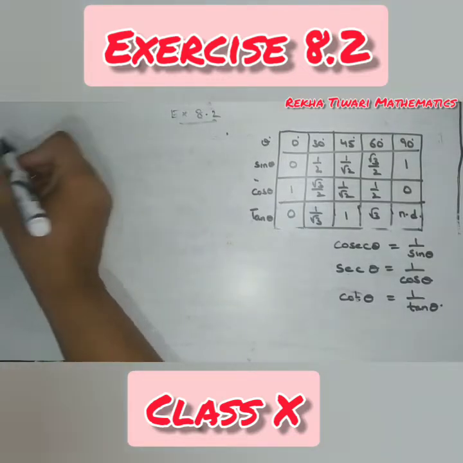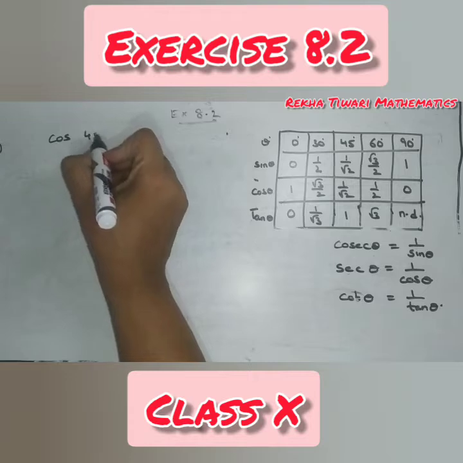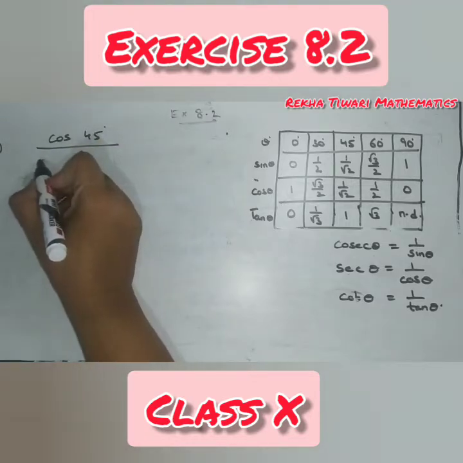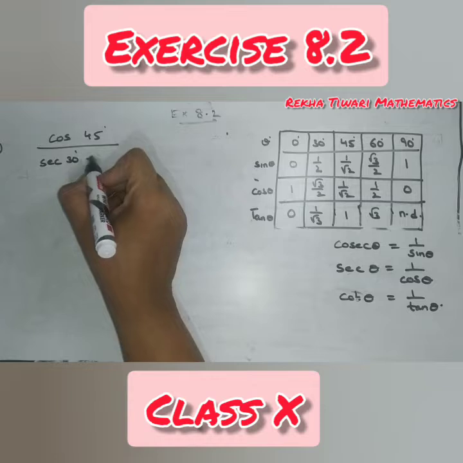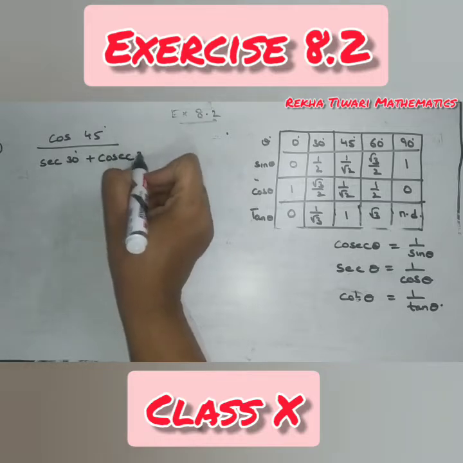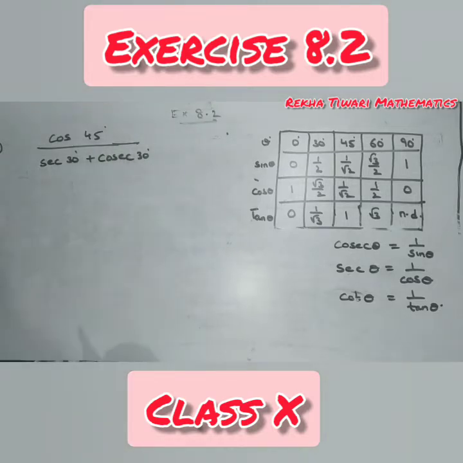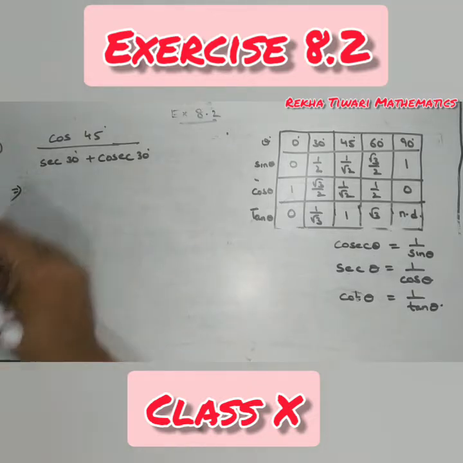Third is cos 45 degree upon sec 30 degree plus cosec 30 degree. Okay. Now we have to use the reciprocals here. See, sec theta is the reciprocal of cos theta and cosec theta is the reciprocal of sin theta. So just remember the values. See from the table and then solve it. Let us put the value.